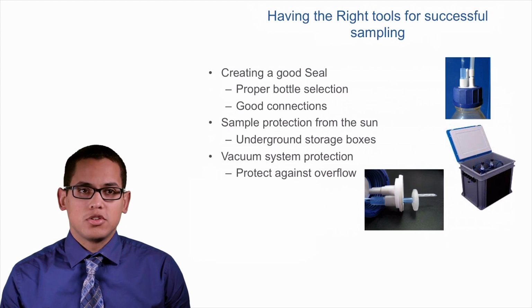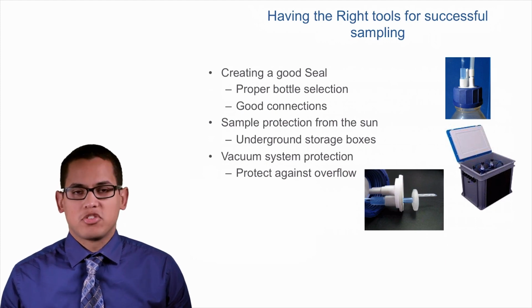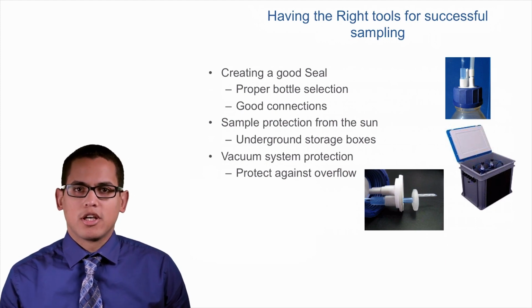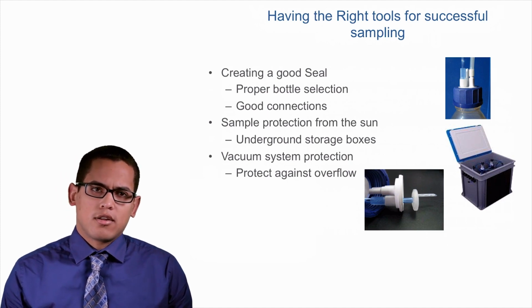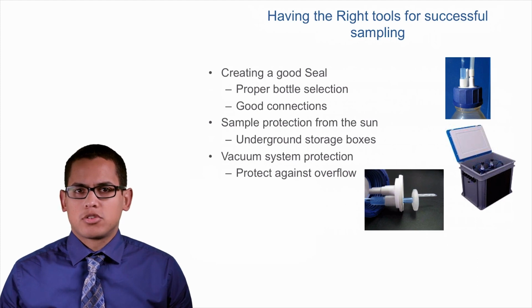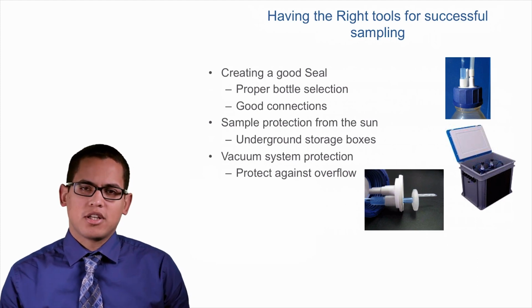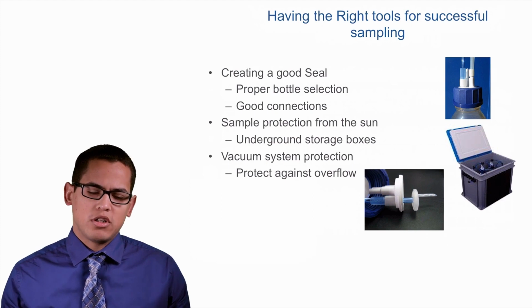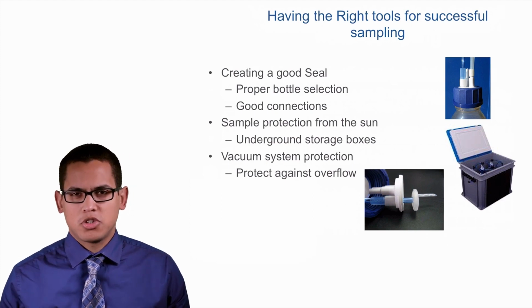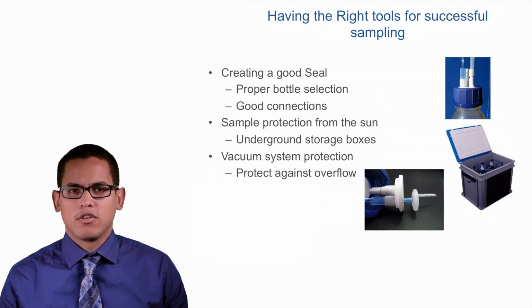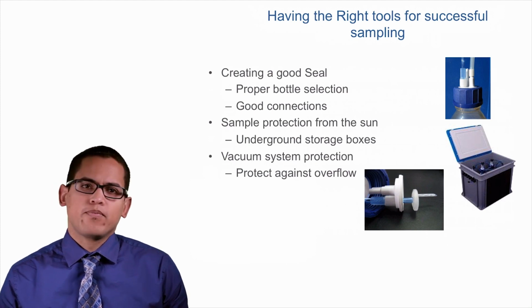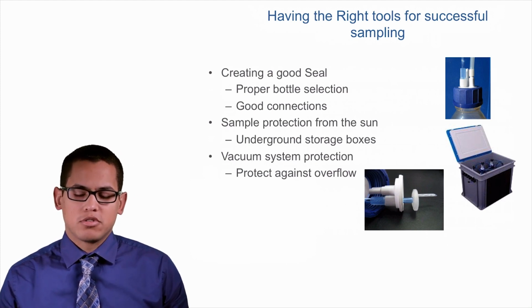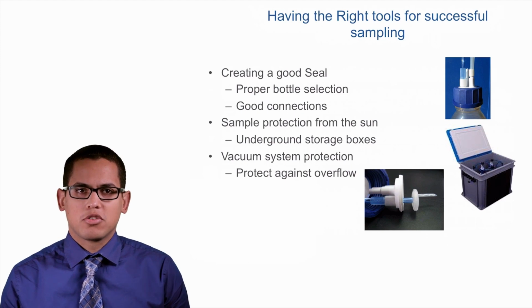Other considerations: you also want to protect the sample from the sun. You don't want it to be getting heated up because you can get chemistry changes due to that. There are underground storage boxes available that can help protect the soil water samples, and they can also help maintain a more constant temperature for the sample, closer to that of what it is in the soil. There are also samplers with shaft storage, which are also a good option.